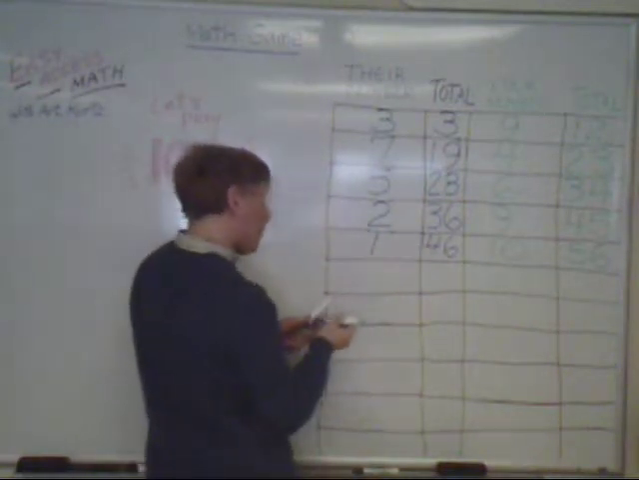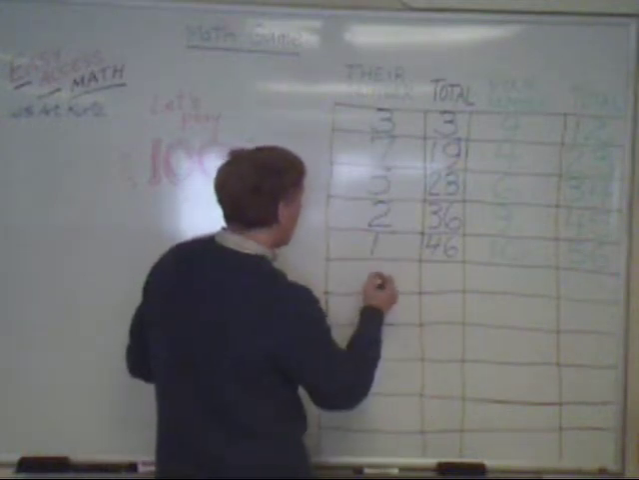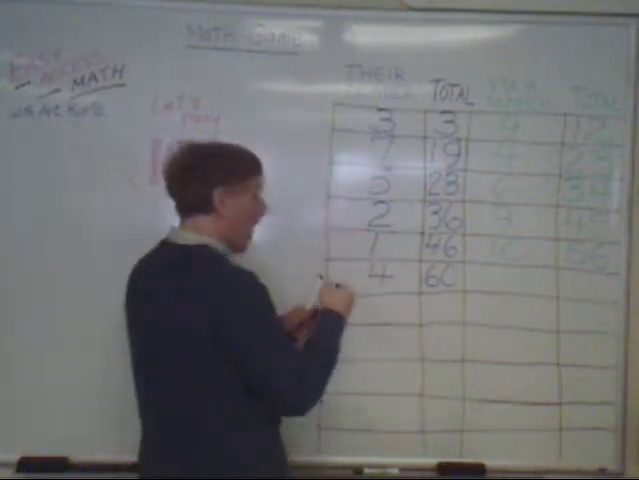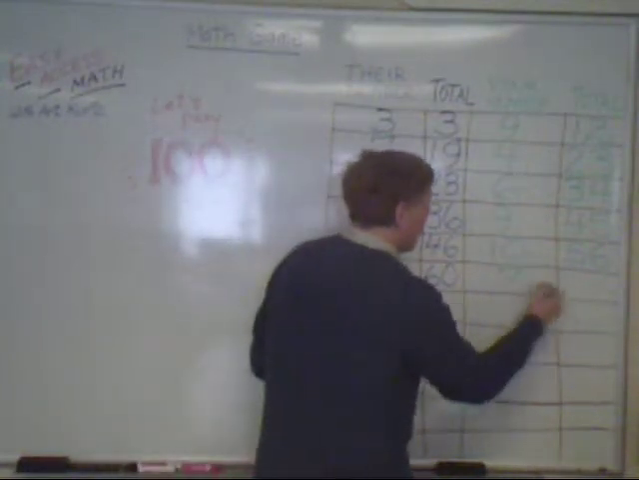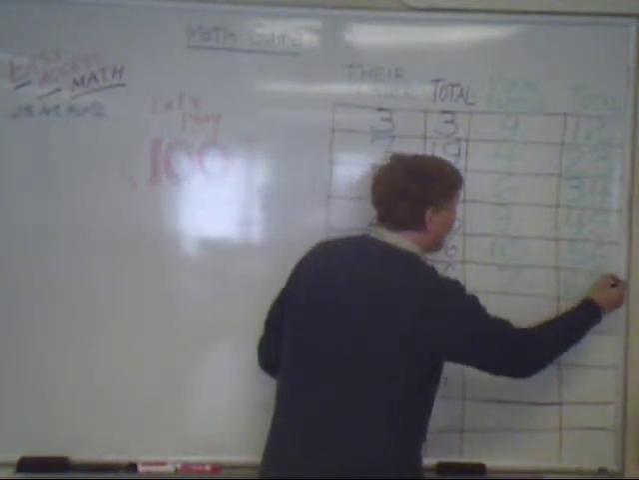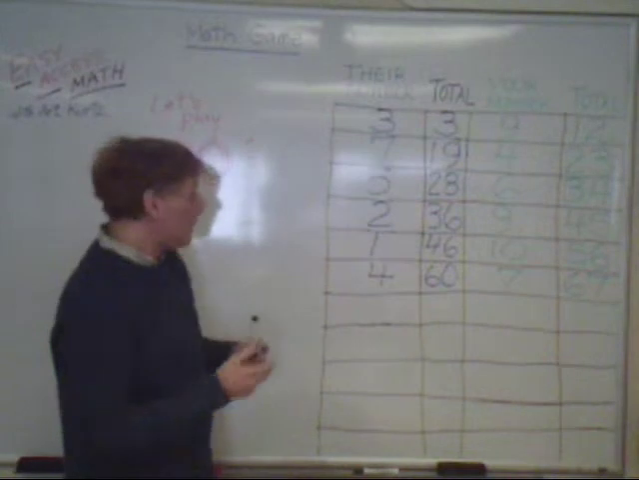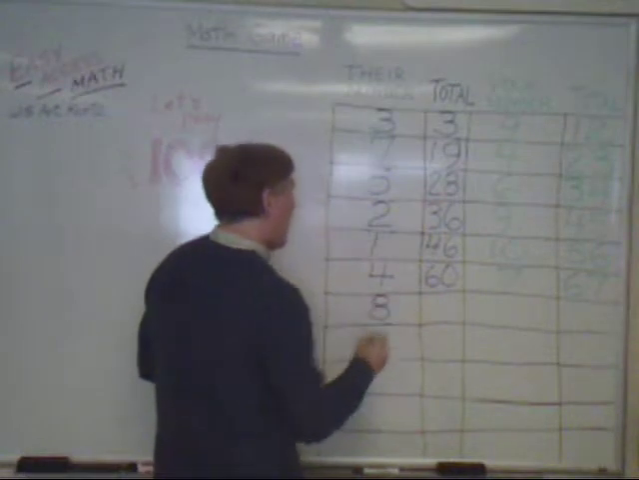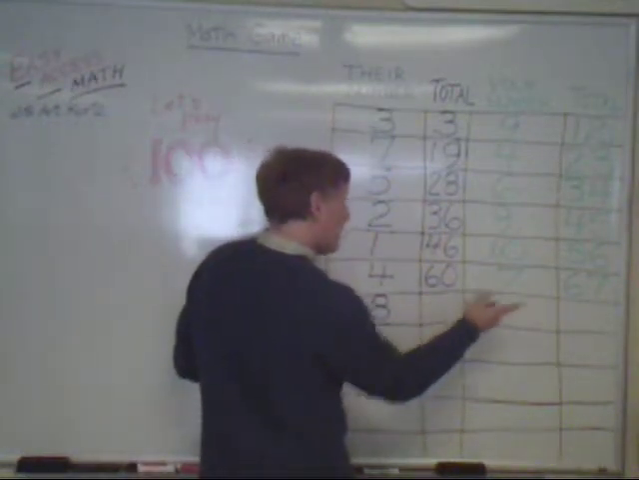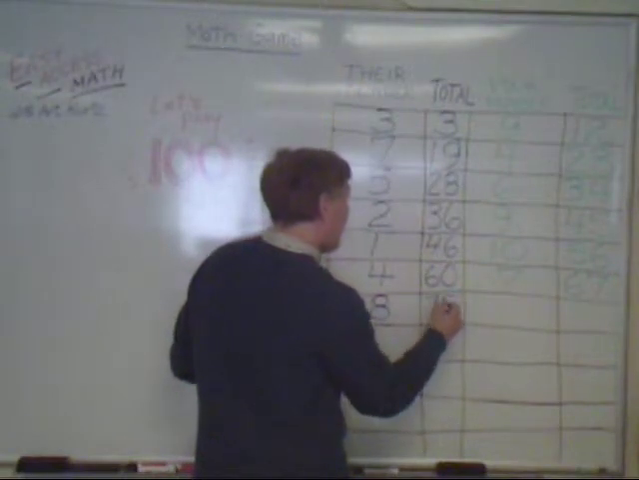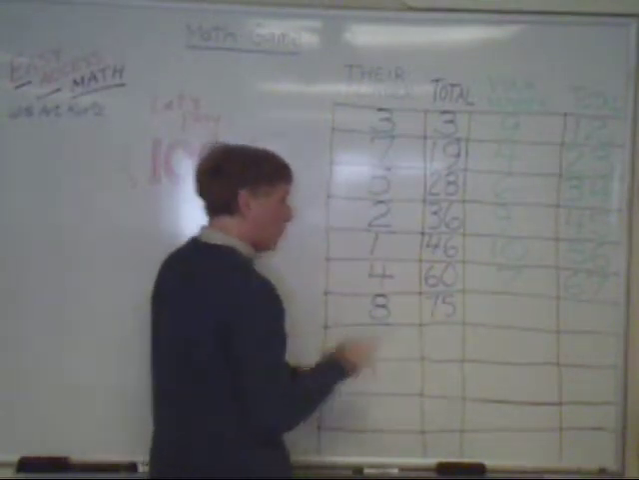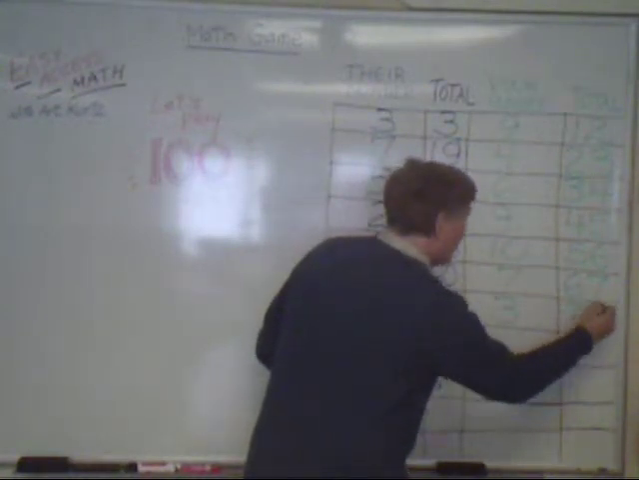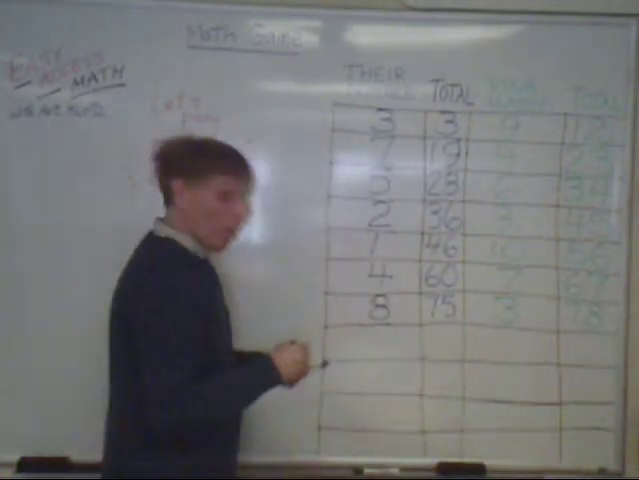Next round, we're not up to 100 yet. Let's say they pick the number 4. That will take us to 60. I will pick 7, and that will take us to a total of 67. Getting close to 100. Let's say they pick 8. And that will give us now 67 and 8 is 75. I will pick the number 3, which will take us to 78 on our way to 100.